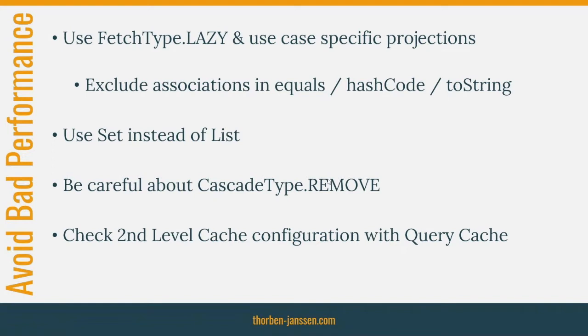Then you should take a look at the data type that you use to model your many-to-many associations. Sets provide way better performance than lists. You should also be careful about cascading, especially cascade type remove. From a performance point of view, the critical part is that you fetch each associated object and then use a separate statement to remove it. When we're talking about data loss, then we show you how dramatically cascade type remove might affect the data that you remove from the database.